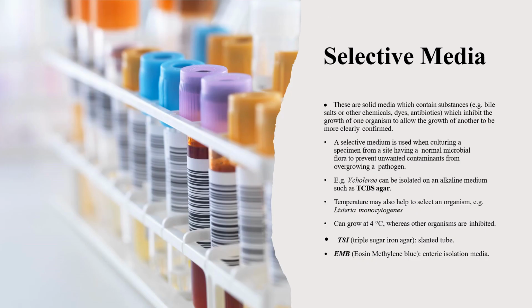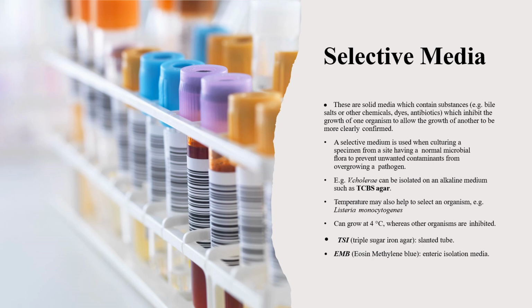Selective media. Selective media are solid media that contain substances such as bile salts, chemicals, dyes, or antibiotics that inhibit the growth of certain organisms while allowing the growth of others. These substances create an environment that selectively favors the growth of one organism over the others, making it easier to confirm the presence of desired organisms.